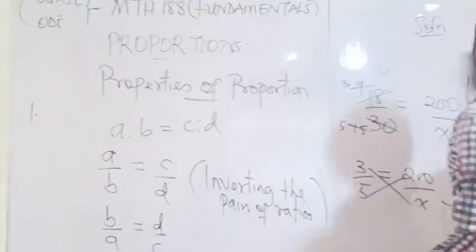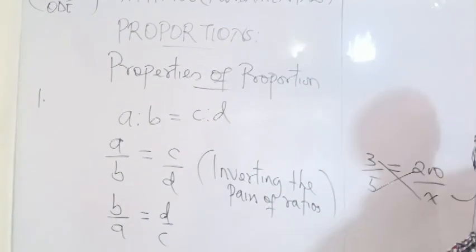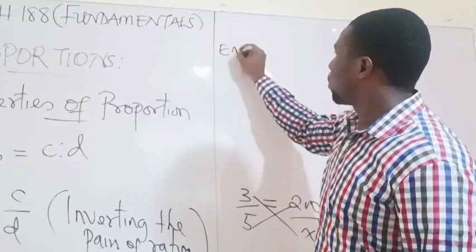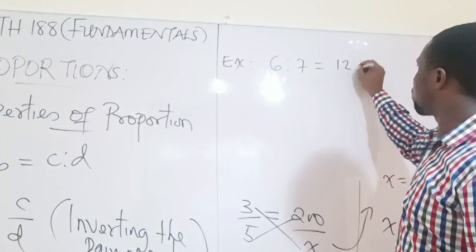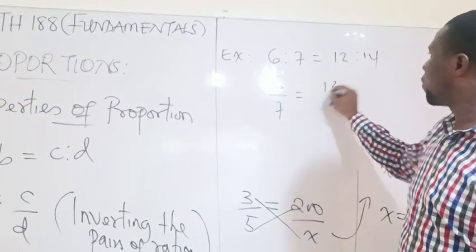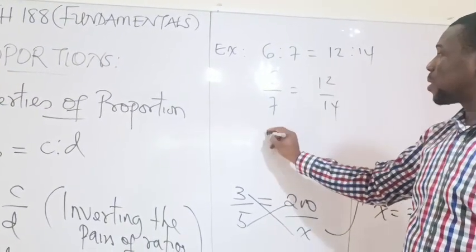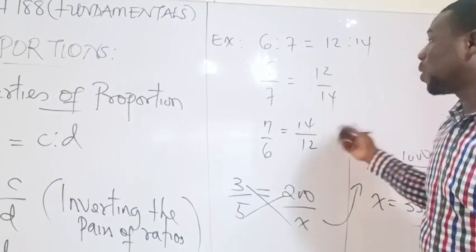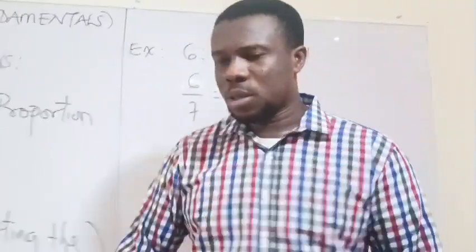So let's take for example, if I have ratio 6 to 7 as 12 to 14, I could write this as 6 over 7 is equal to 12 over 14. When I flip this, I get 7 over 6 is equal to 14 over 12. And of course, it's the same thing. So when you invert ratios, nothing is altered.